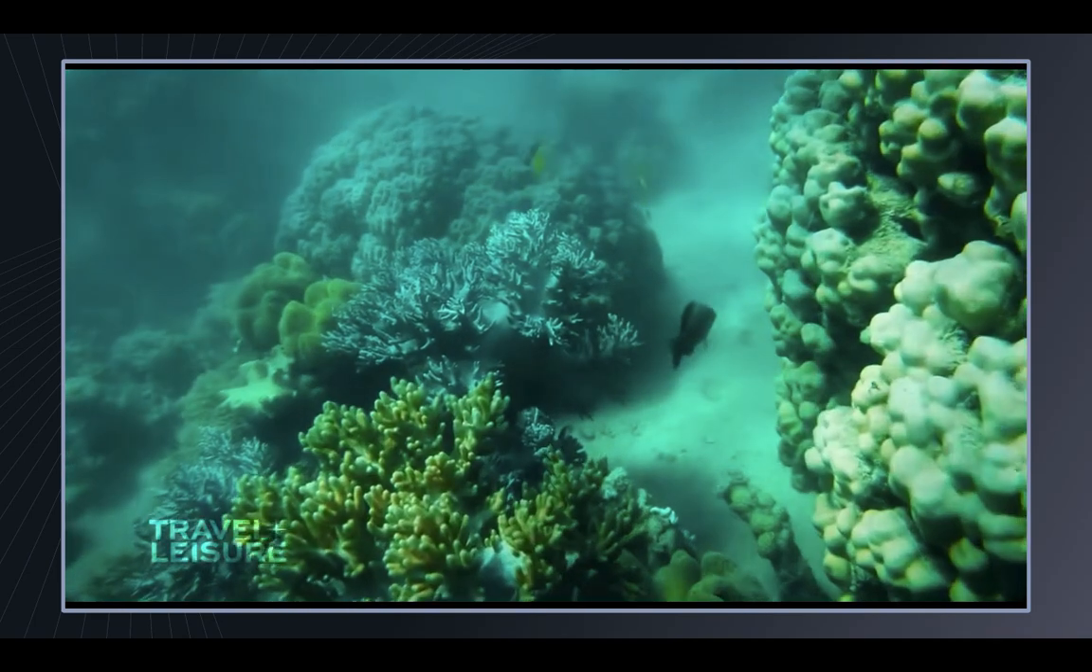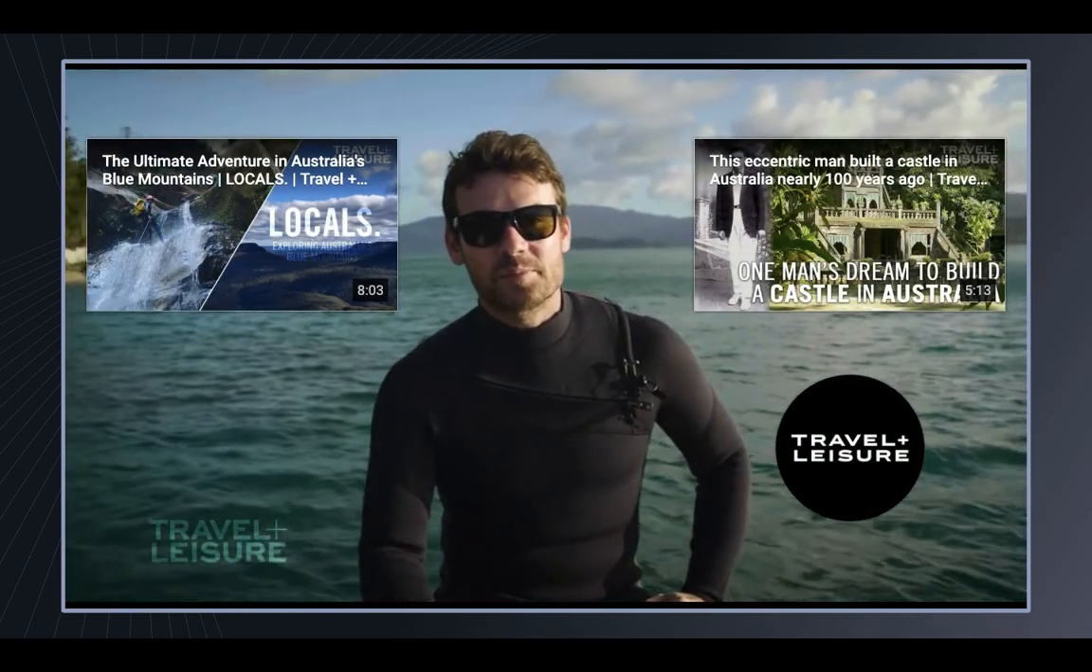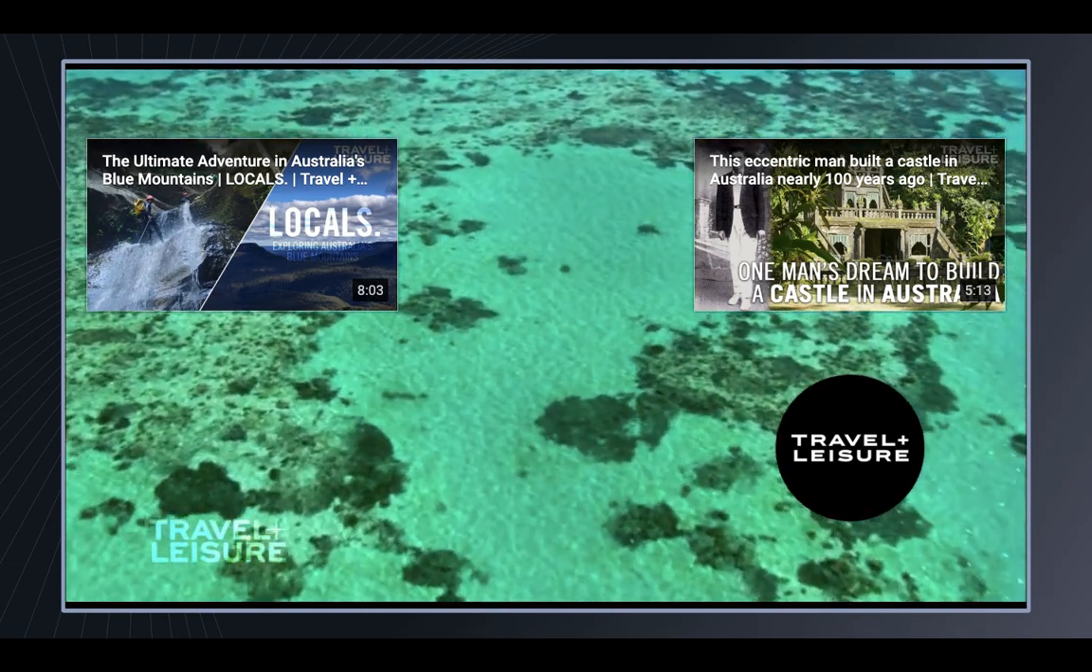It's not too late for the Great Barrier Reef. If everybody does their part, then future generations will get to experience all of this.